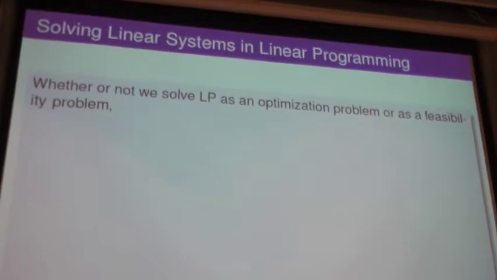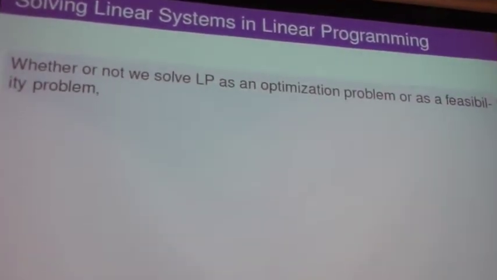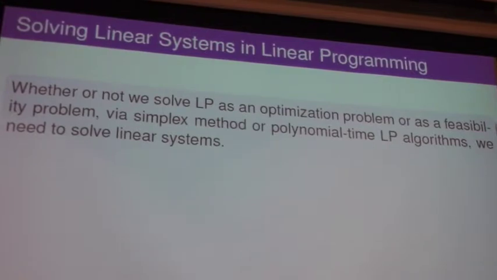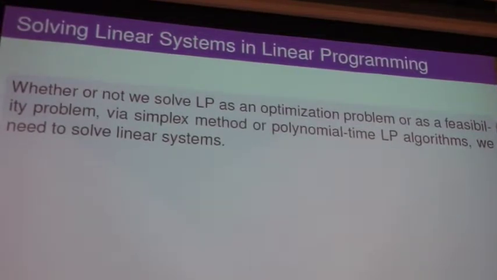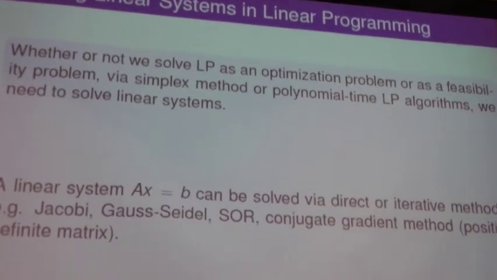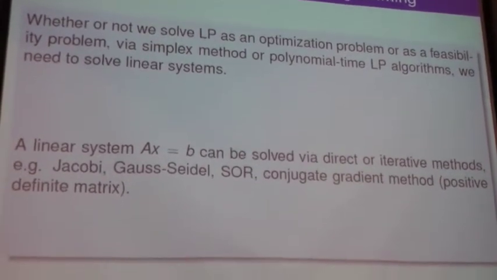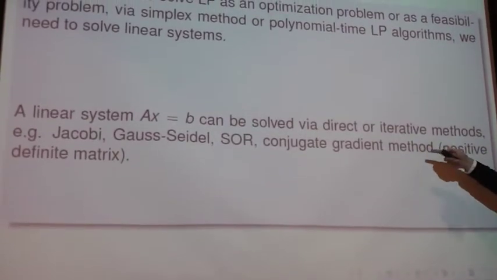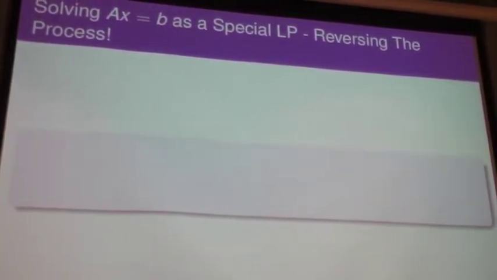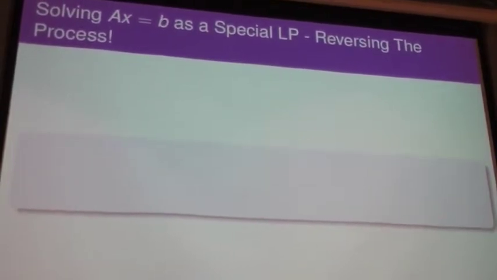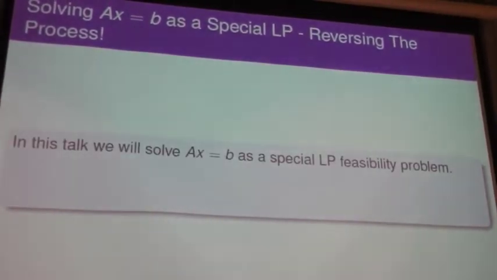Solving linear systems in linear programming: whether or not we solve LP as an optimization problem or as a feasibility problem via the simplex method or other polynomial time methods, we need to solve linear systems. And a linear system we can solve by iterative methods as well as methods such as Gaussian elimination. These are the classical methods: Jacobi, Gauss-Seidel, SOR, conjugate direction. What I'd like to do is reverse this process. That is, solving Ax equals b, I want to solve it as a special LP problem.